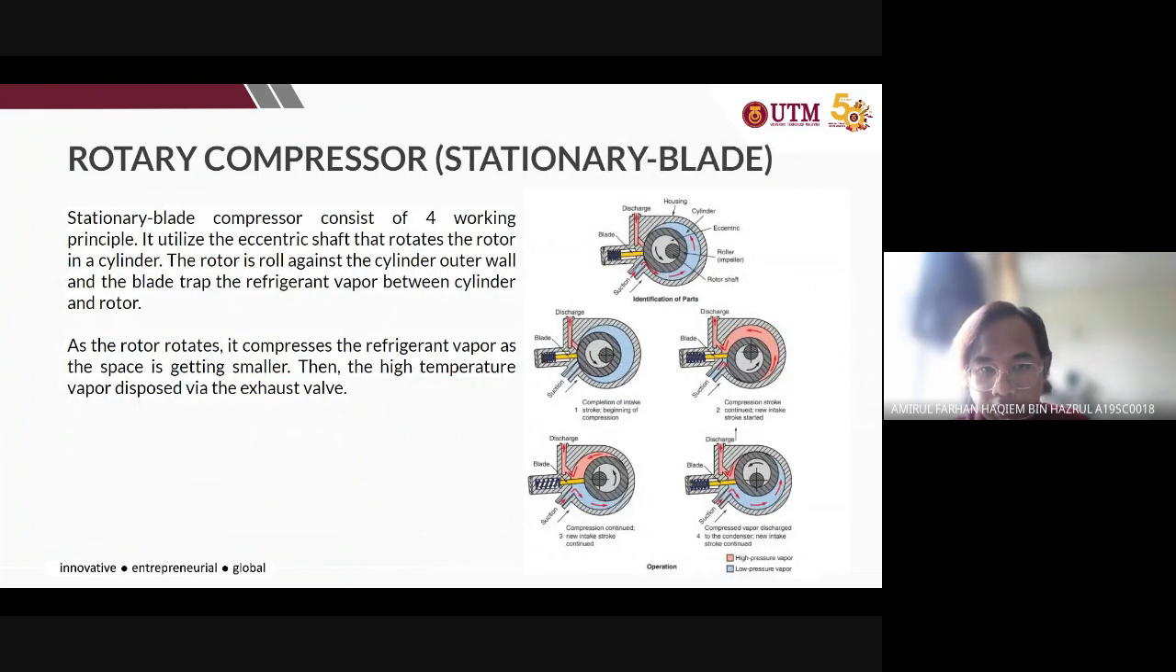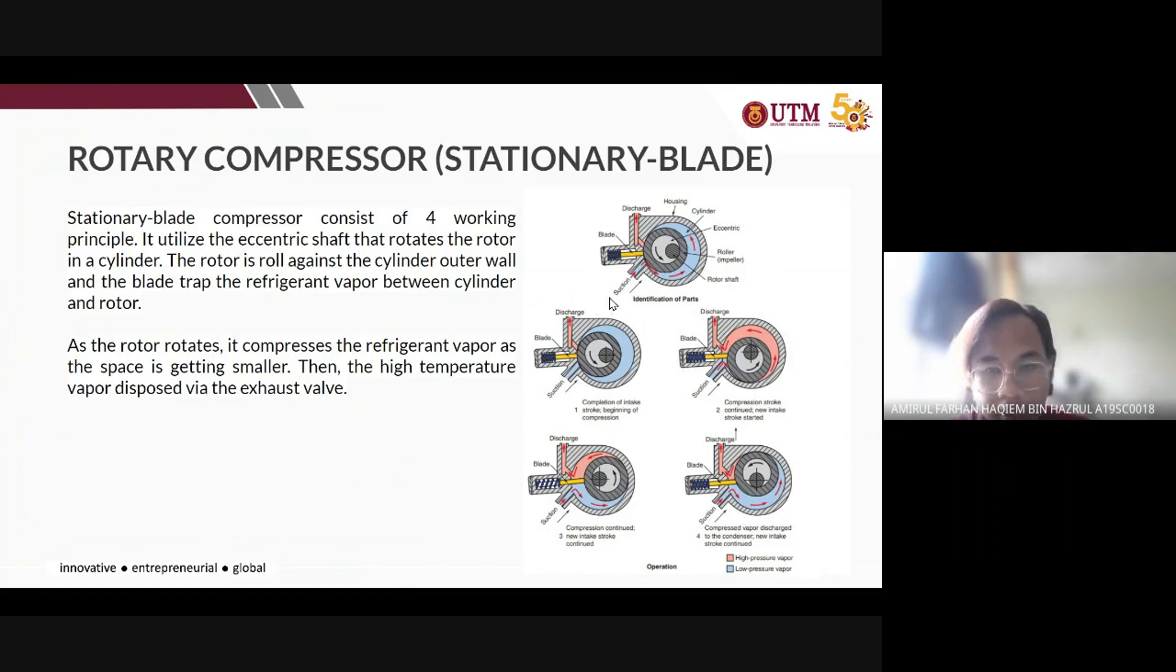So the second type of rotary is the stationary blade compressor, where the stationary blade compressor consists of four working steps. First, this compressor utilizes the eccentric shaft that rotates the rotor in a cylinder. So the first step here is that the rotor is rolled against the cylinder wall, and the blade traps the refrigerant vapor between the cylinder and rotor. And then as the rotor rotates, it compresses the low pressure vapor as the space is getting smaller and smaller, and thus the high temperature and pressure vapor is discharged via the exhaust valve here.